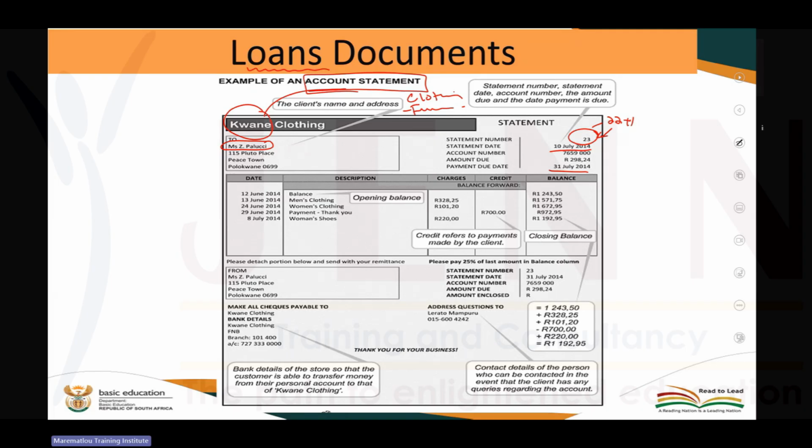Now it shows you also the dates. But what is important is to understand the headings. You can't just pay without understanding, because at times they will just cheat you. If you don't know what is a credit, what is the balance, what is the charge, what is the description, all those things, you need to know them. So for mathematical literacy, especially under account statements, you need to know what is key. Most of you don't know the difference between a debit and a credit.